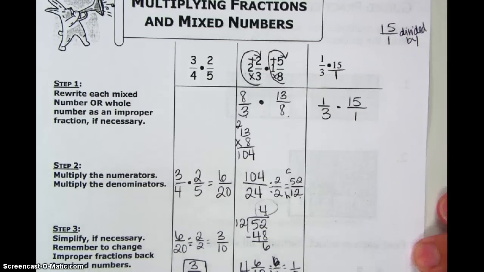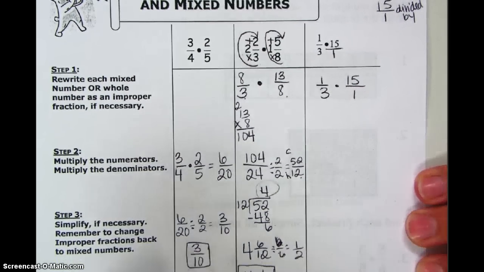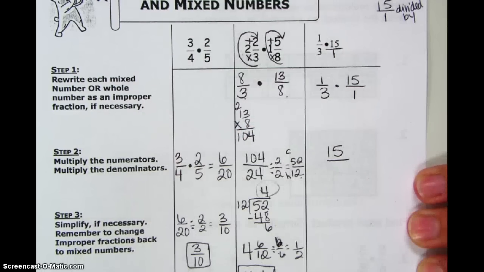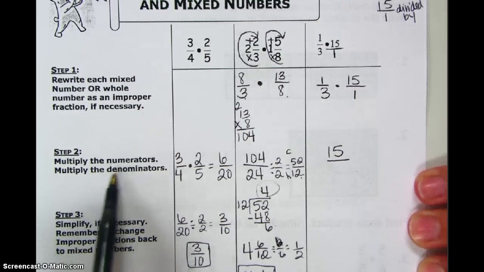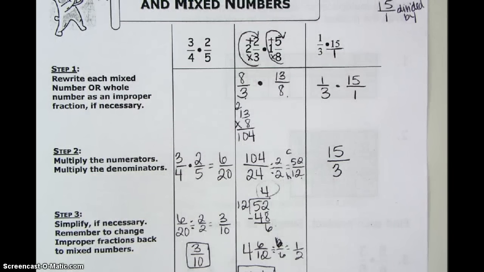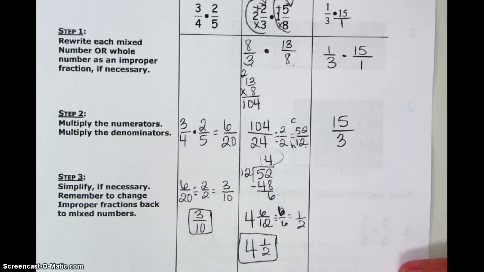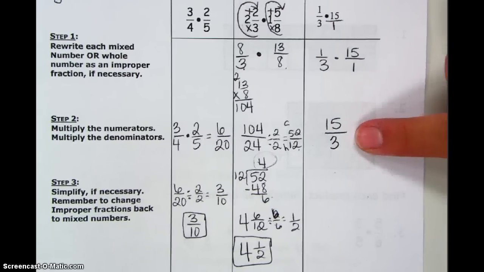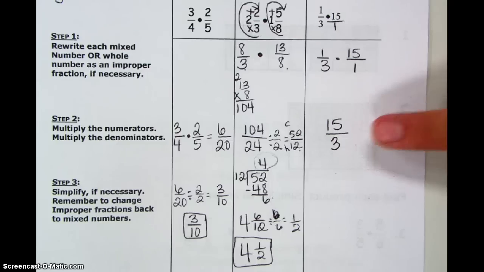I can follow step 2 now and multiply my numerators. 1 times 15 gives me 15. And then I'm going to multiply my denominators. 3 times 1 gives me 3. So now I have 15 over 3. I need to follow my last step, which is to simplify if necessary. That also means I change my improper fractions back to mixed numbers.